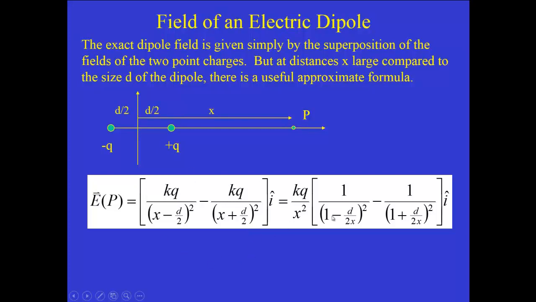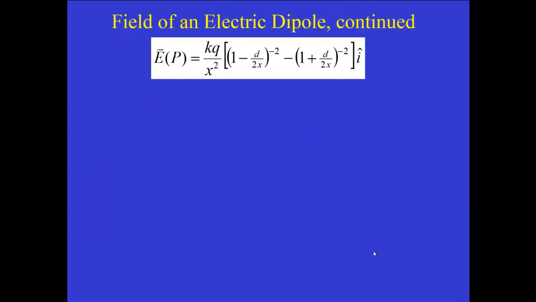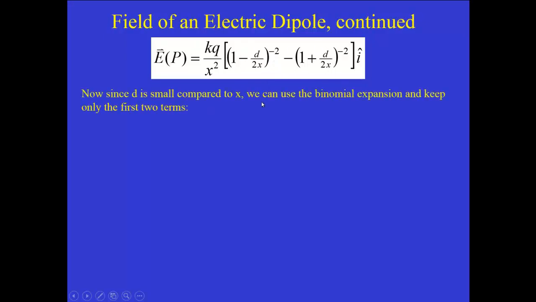When we do a little bit of work to factor out an x squared from both the denominator terms, we can pull that x squared out in front, leaving behind 1 minus d over 2x quantity squared and 1 plus d over 2x quantity squared. Now we're going to use one of the familiar approximation formulas that we've seen earlier in the course. We'll write these two terms, instead of 1 over that quantity, as 1 minus d over 2x to the minus 2 power, and similarly with the second term. And now you should see where we're going with this.